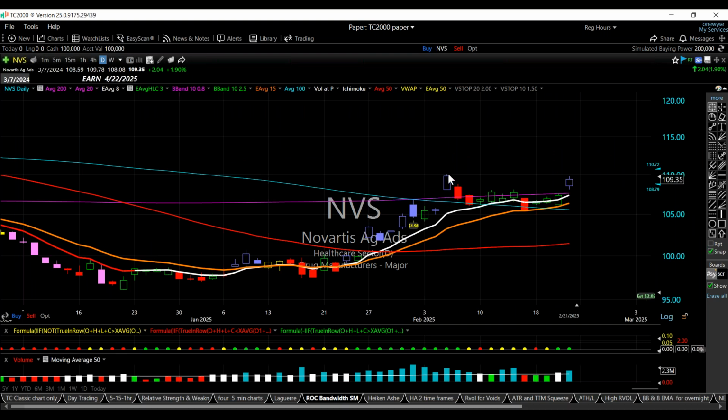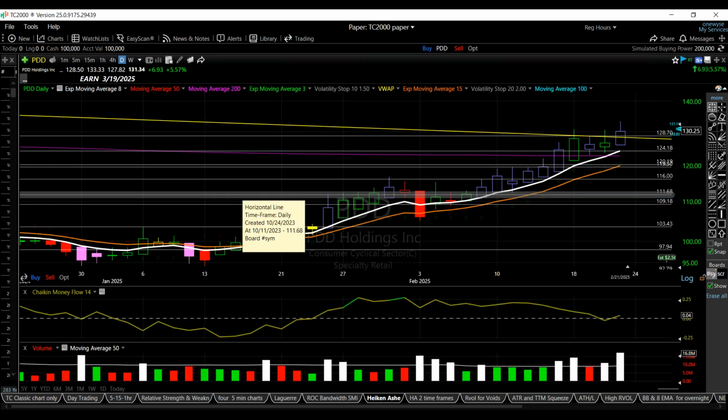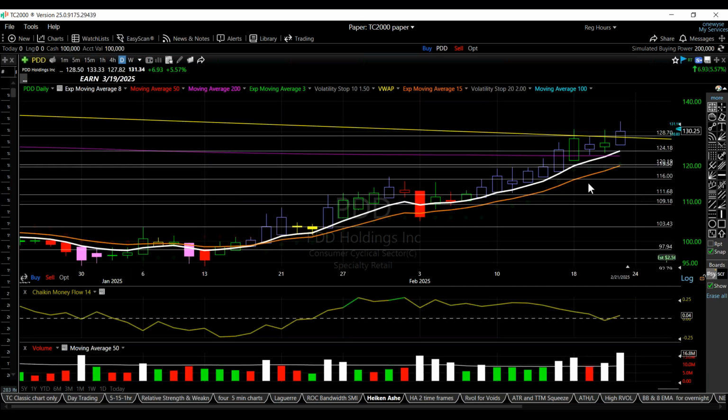Here's the regular chart on it. See it now? It looks much choppier on here than it does on the Heiken Ashi candlestick. And PDD was another one. There's your Heiken Ashi reversal on PDD. Chinese stocks were pretty strong yesterday.